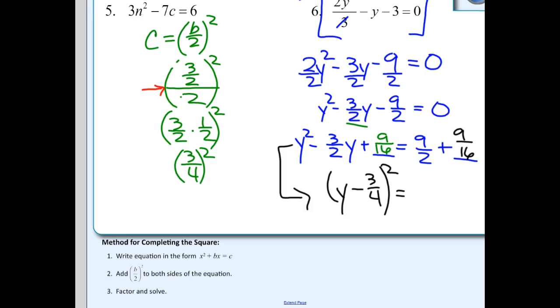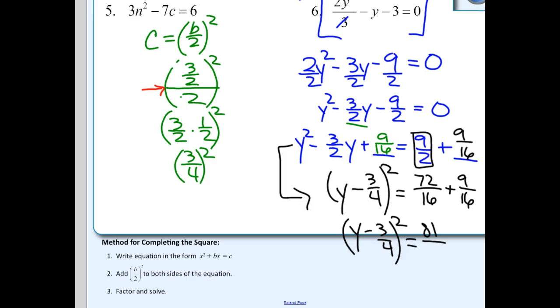Now, I've got to change this to 16ths. So 16 divided by 2 is 8. 9 times 8 is 72 plus 9/16. So now I've got a common denominator, kind of long and drawn out. Here we go. 3/4 squared equals, now what happens when I add those together? What's 72 plus 9? It gives me 81/16.